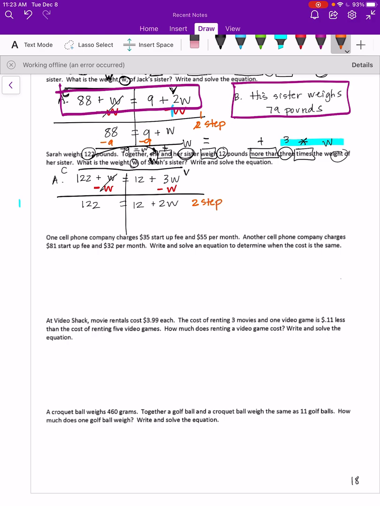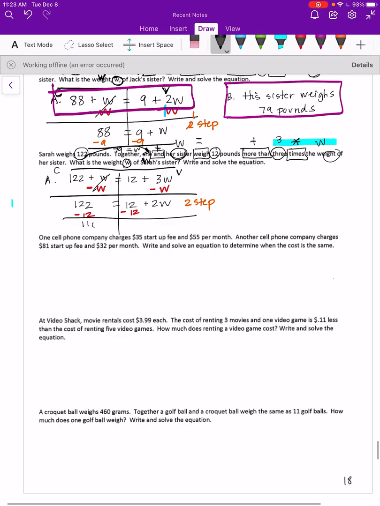And ladies and gentlemen, here we go. Rock it out. 2-step equation. Next, get rid of the buddies. Minus 12, minus 12. So 122 minus 12 is 110 equals, and that's 2W. Now get rid of the buddy, divide by 2, divide by 2. And so 110 divided by 2 is 55 equals, these cancel, or really become a 1, and it's W. So she weighs 55 pounds.